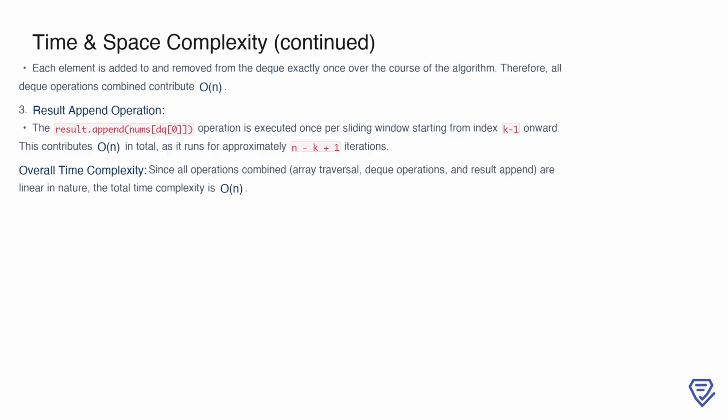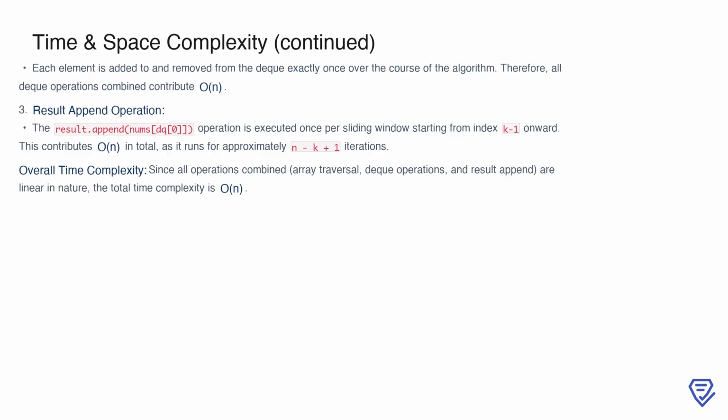Now, let's consider the overall contribution of these operations. Since each element is added to and removed from the deque exactly once during the algorithm's execution, the total cost of all deque operations remains O(n). Additionally, for each sliding window starting from index k-1, we append the maximum value from the deque into the result list. This append operation, which happens once per window, contributes O(n) in total as it is performed approximately n-(k-1) times.